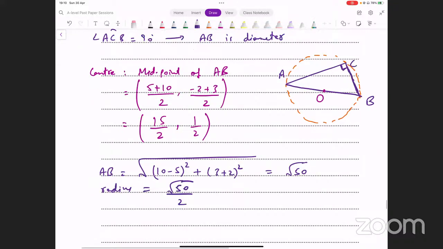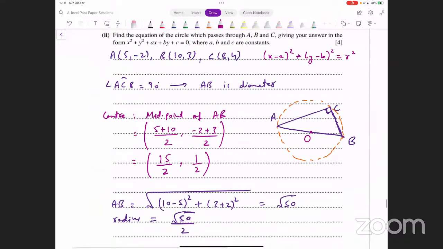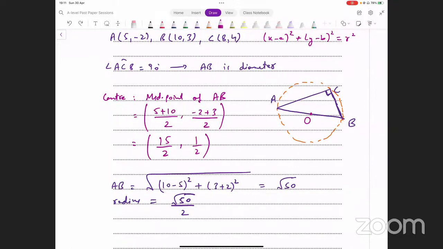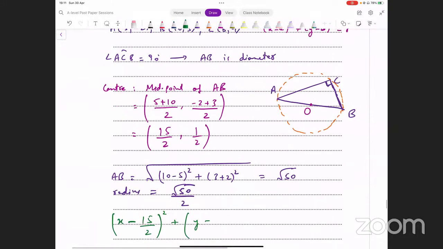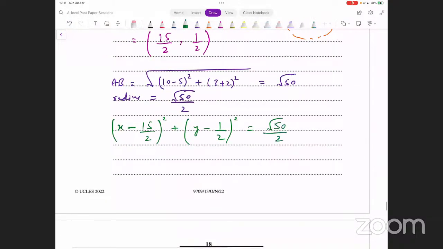ठीक है। Now we have the radius and the center. We can write down the equation of the circle. The equation of the circle looks like this: x - a whole squared plus y - b whole squared equals r squared. उसमें बस values input कर दें। The equation is going to look like this: x minus a, which is x minus 15 over 2 whole squared, plus y minus b, that's y minus 1 over 2 whole squared, equals r squared. r क्या है? square root of 50 over 2. इस पूरे का हम स्क्वायर कर देते हैं.